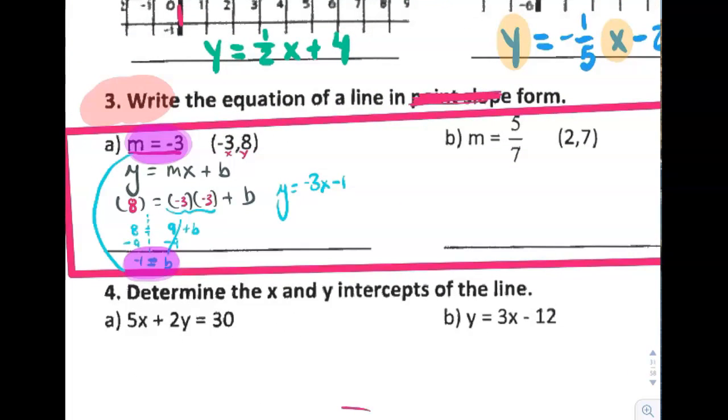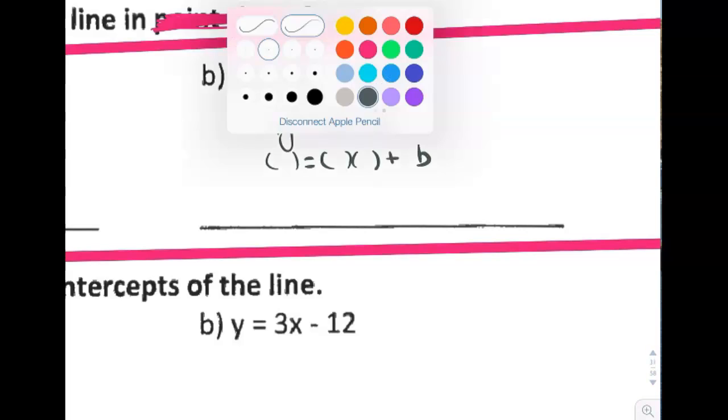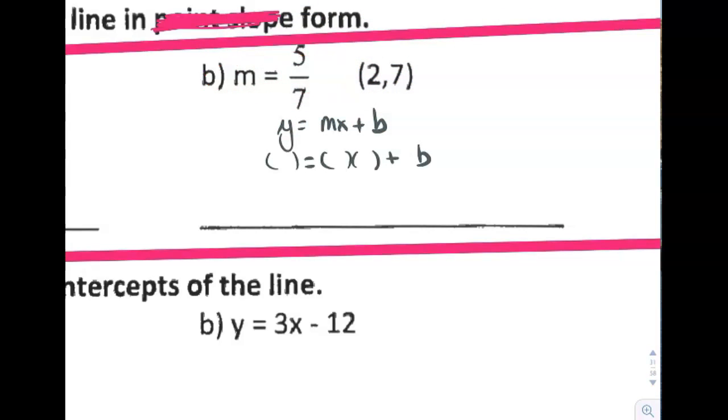Let's try question B. A fraction going on here. Always start off: y equals mx plus b. Blank equals blank blank plus b. They gave me the m, gave me an x, gave me a y. So what goes here? What goes here? And what goes here? This one's going to be a little bit, I hate to say ugly, but not going to come out pretty.